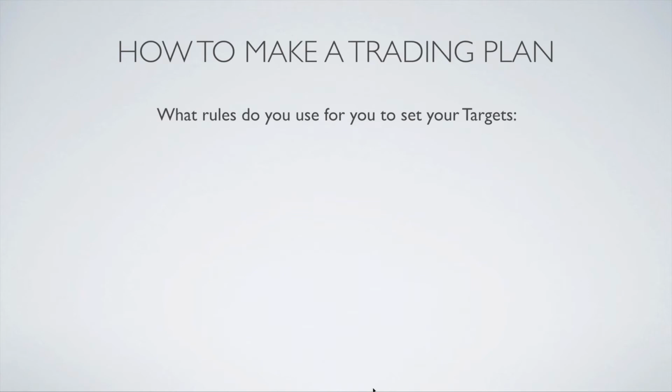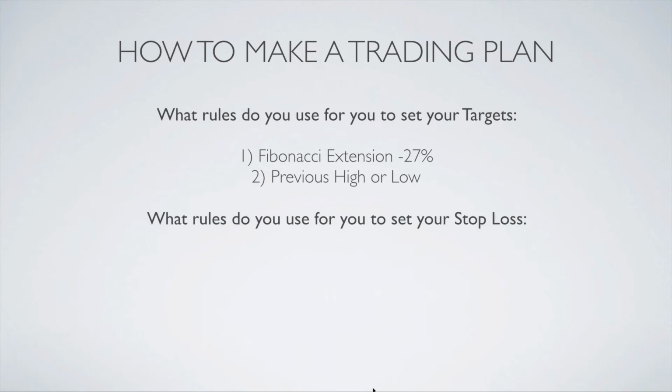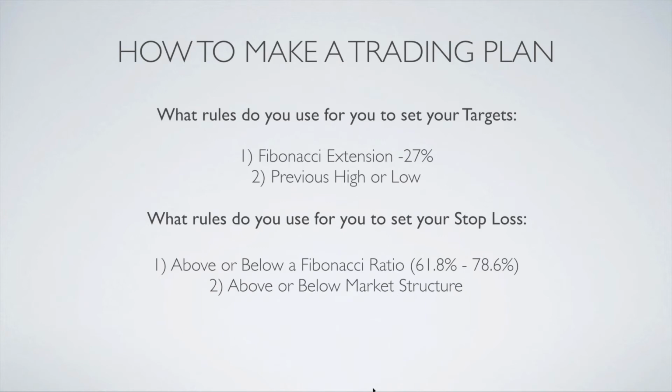What rules do you use to set your targets? So are you going to be using a Fibonacci extension, the minus 27%? Are you targeting the previous high or the previous low? And what rules do you use to set your stop loss? Is it above or below a Fibonacci ratio, like the 61.8% or the 78.6%? Are you looking to place your stop loss above or below market structure? Or maybe above or below the 1 hour 50 or the 4 hour 50 EMA?